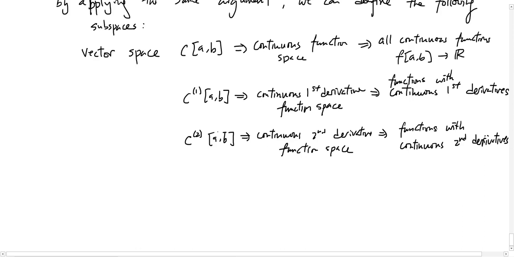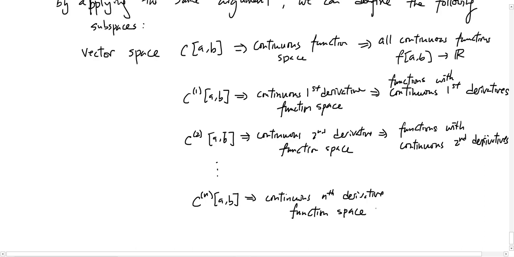And we can continue this process to define C^n[a,b], which is defined to be the continuous nth derivatives function space. And these are all referred to as subspaces of the continuous function space.